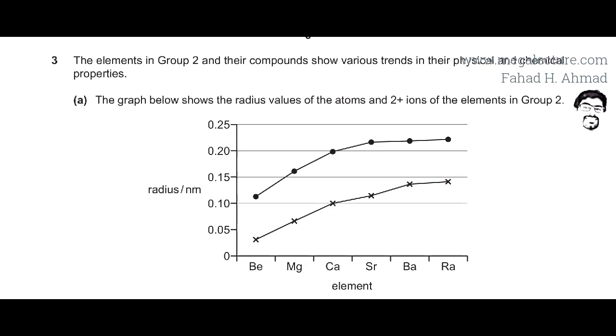So group 2 elements are going to lose 2 electrons, and they're going to lose their outer shell. So the ions are going to be smaller. The atoms are going to be bigger because they're going to have one more shell.